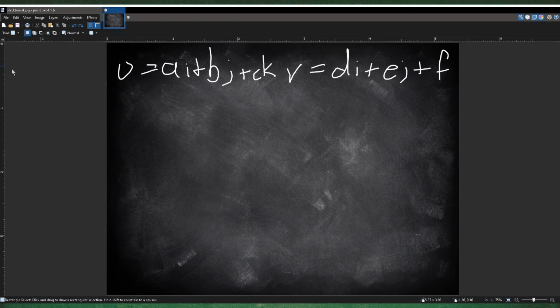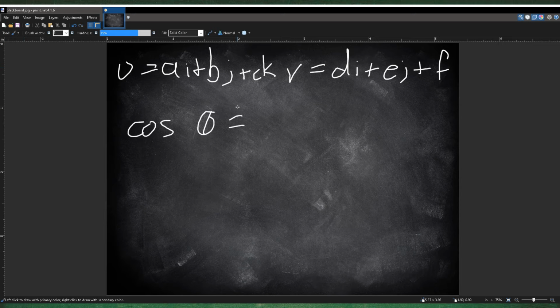Which is also the same way to find the angle between 3D vectors: cosine of theta is equal to the dot product of u and v divided by the magnitude of u and the magnitude of v, right? Multiply those together. So it's basically the same concept, but now with just the z.